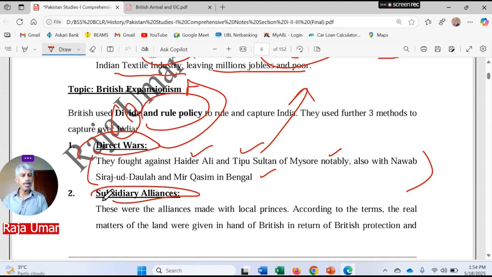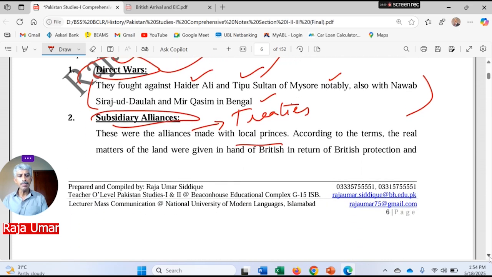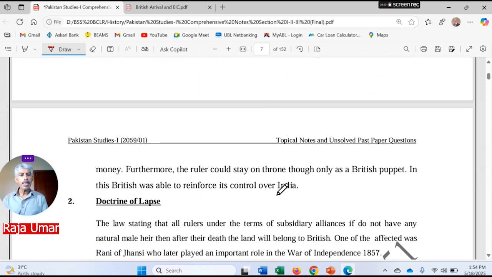Second, the subsidiary alliances. They were a sort of treaties with local princes. According to the terms, the real matters of the land were given into the hands of the British in return for British protection and money. Furthermore, the ruler could stay on the throne, though only as a British puppet. In this way, the British were able to reinforce their control over India. So it means that they signed treaties with the local Nawabs, Amirs and princes, allowing them to remain on the throne, but the whole of the affairs and the protection and security of that state would be under the control of the British.